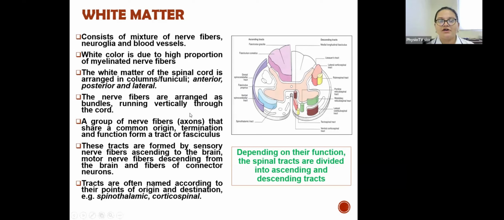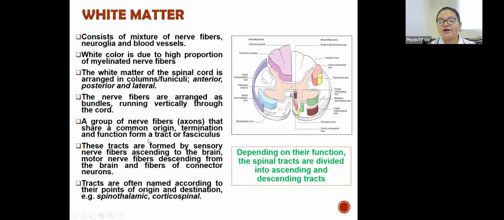So the nerve fibers are arranged in bundles and they run vertically through the cord. They are arranged in small bundles and run vertically, right? So they can be ascending or descending. A group of nerve fibers that share a common origin, termination, and function form a tract or a fasciculus.